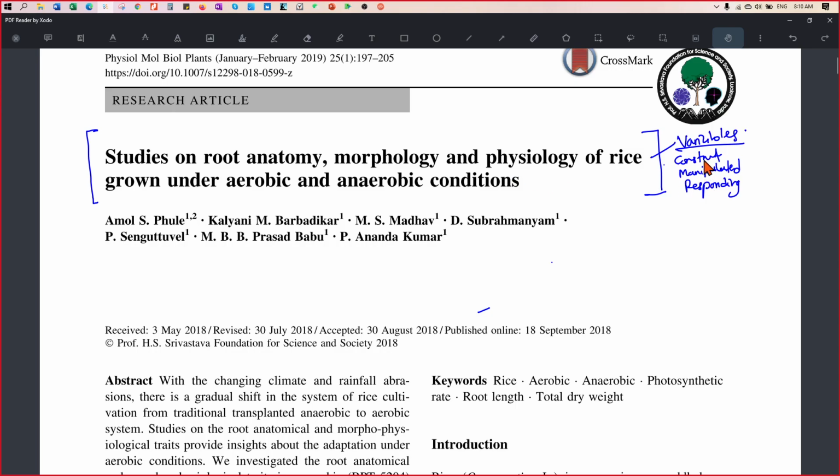Okay, so the constant variable, what are the constant variables here? What do you think? Yeah, you're talking a lot about rice, so this can be your constant variable. What do you manipulate in your study? It's the aerobic and anaerobic condition. So this will be the things that you manipulate, hence your manipulated variable.